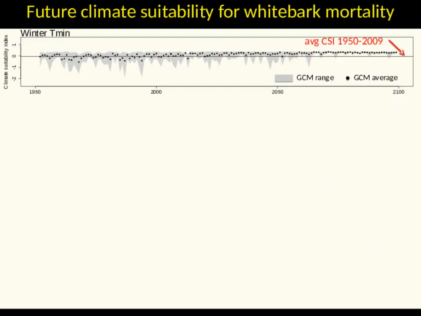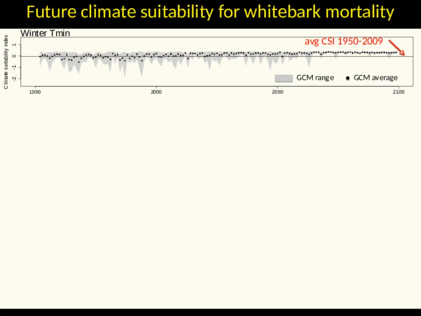So then we want to look to the future. We chose to use 10 different global climate models, all forced with the dire scenario: we do nothing about greenhouse gases, and we keep increasing our emissions. The RCP 8.5, we forced it with that since that's where we're headed. And the range is shown in this gray.